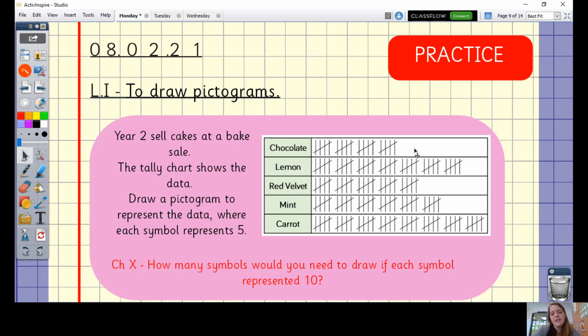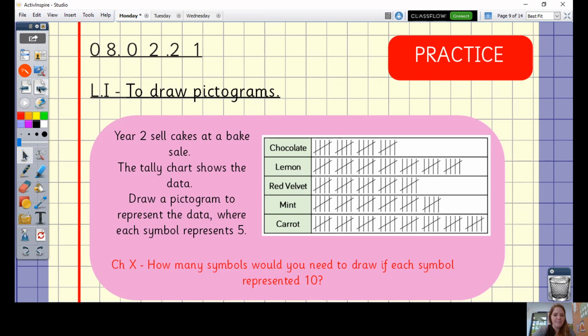When you have completed that, for your challenge, I'd like you to think about how many symbols you would need to draw if each symbol represented 10. So if your key was 10 instead of 5, how many symbols would you draw for each of these different flavours? So you may want to draw a pictogram that represents 5, and then another pictogram that represents 10. Pause the video here to have a go at that pictogram, and we'll come back together and have a look in a moment.